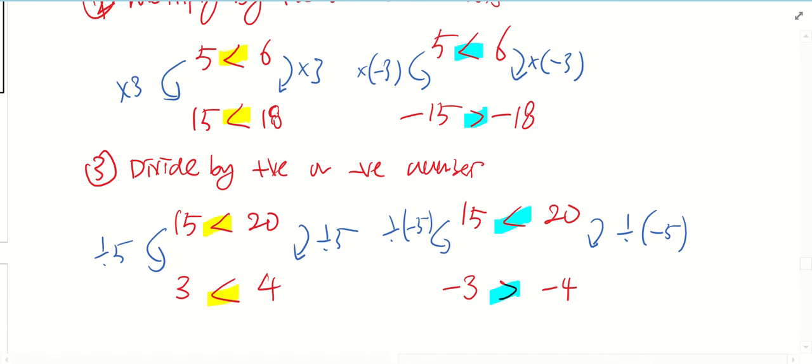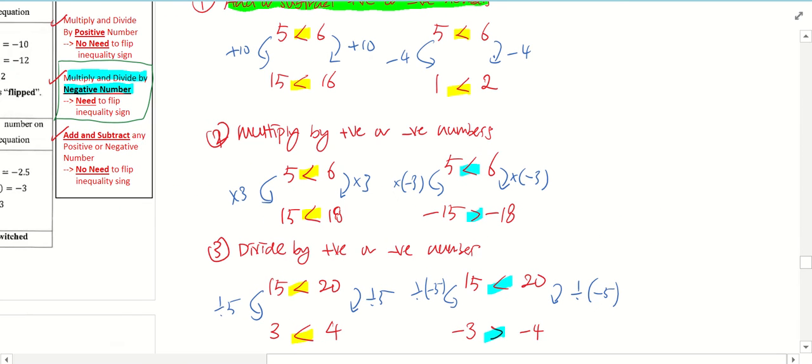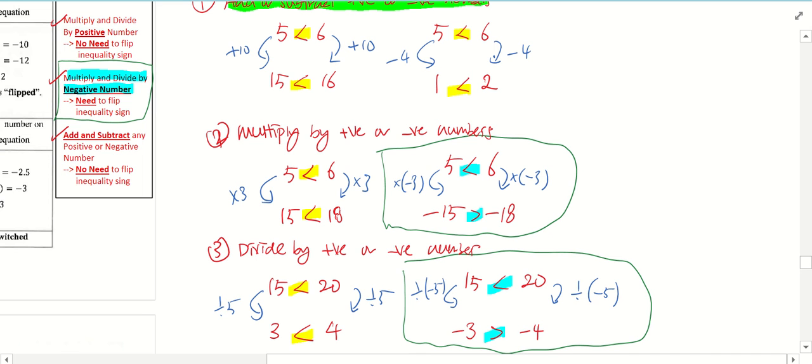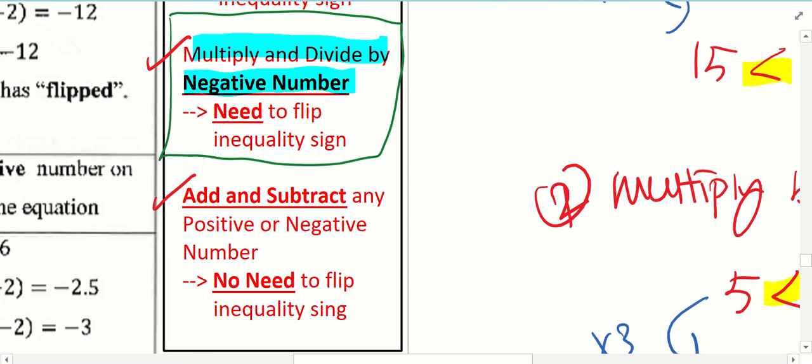So we look at all these 6 cases. We add and subtract numbers, we multiply by positive and negative numbers, and we divide by positive and negative numbers. What do you realize? There are only 2 cases where the inequality sign would change. When you multiply or divide by negative numbers, you need to flip the inequality sign. This is the only case.